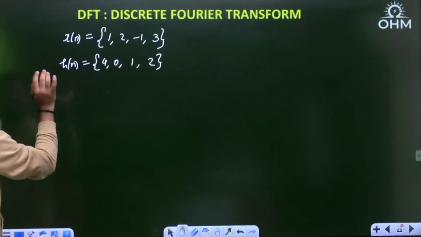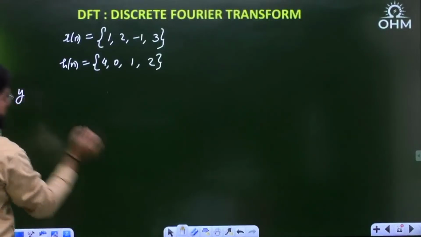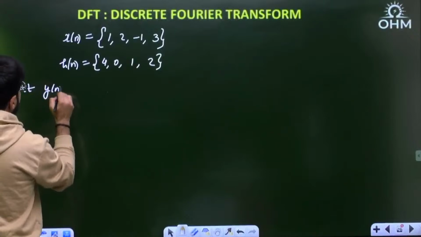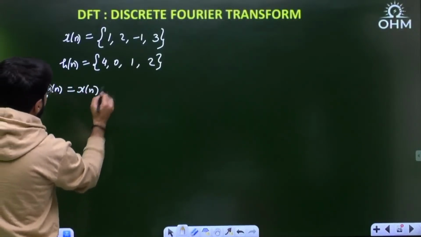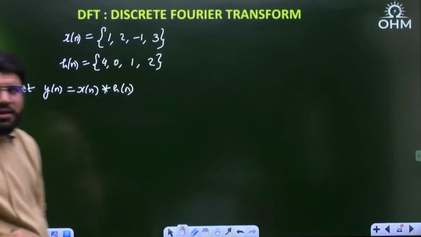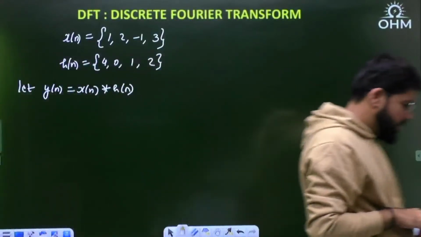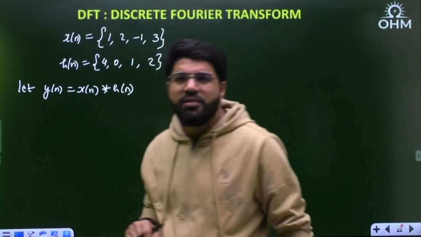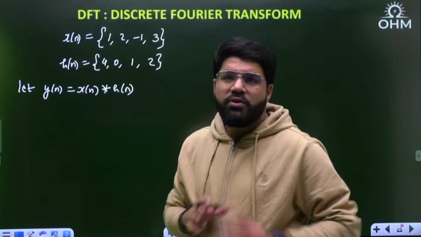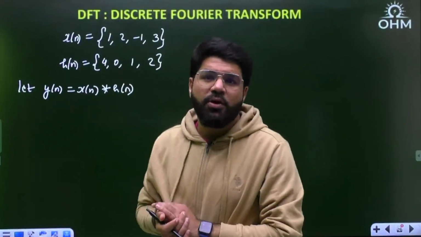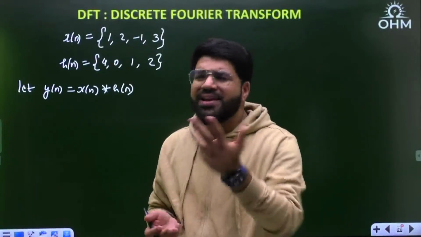Okay, let me solve only the first one. Let y[n] equal x[n] convolved with h[n], linear convolution. How do you solve the linear convolution between these two? Because they are both finite in length, for finite length signals we follow the sum by column method, or the tabular method, or any other method that you know.